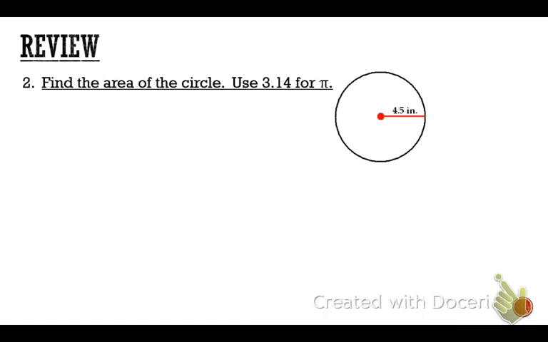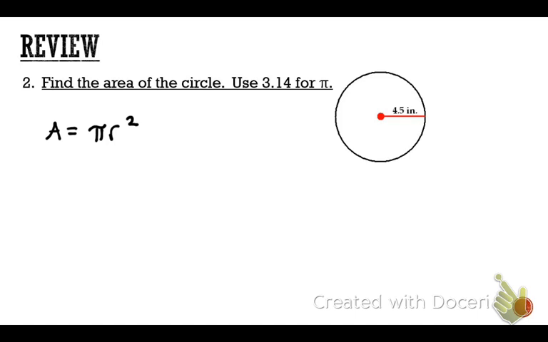For our review question today, find the area of the circle, use 3.14 for pi. Looking at the circle, guys, does it give me the radius or the diameter? Radius. It gives us the radius because that's half the circle, from the distance in the middle to the edge. What is the formula for finding area of a circle? A equals pi r squared. Go ahead and do it with your partner and see what you guys come up with.